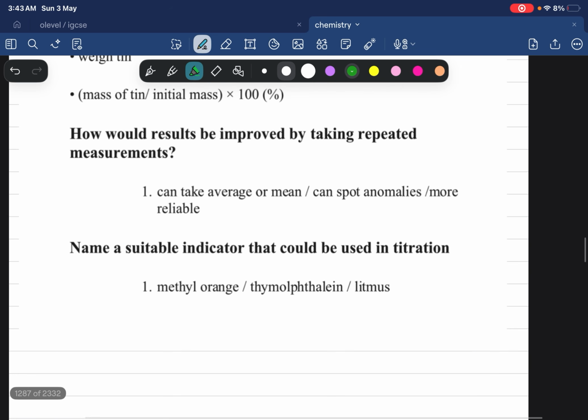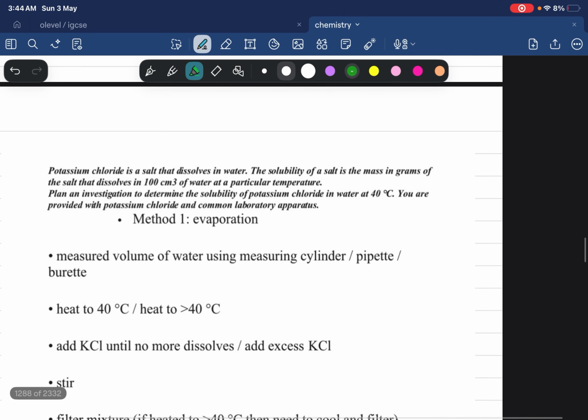You should know it. How would the results be improved? By taking repeated measurements. If you repeat the experiment, you can take an average or mean. You can spot the anomalies. Anomalies mean something that's an abnormal result, and it becomes more reliable. Important. Name a suitable indicator that could be used in titration. Methyl orange, thymolphthalein, litmus, all indicators are good.